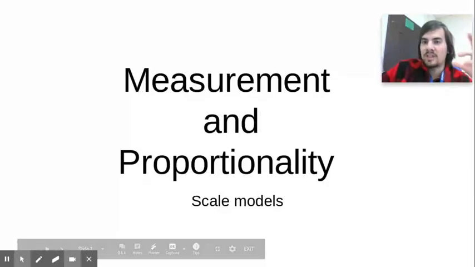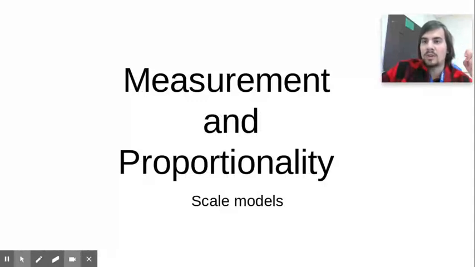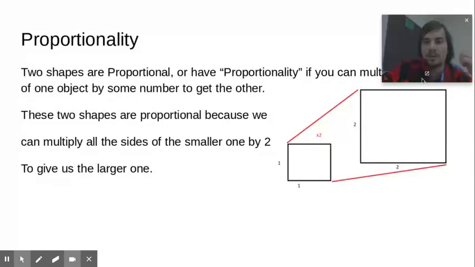Now, when we make our scale models, it's important that our scale models are identical to the actual thing we're trying to build. Identical in every way besides size. So that means it should be just as long, it should be just as tall. Its proportions should be the same. So when we talk about proportions, we're talking about proportionality.